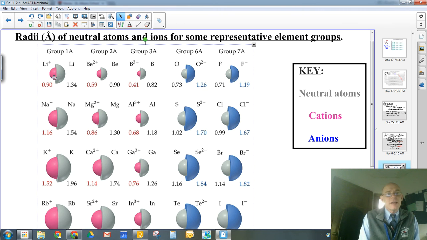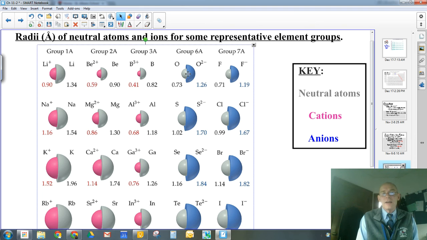And the pink, in this case, is the size of the cation. And no matter which cation you look at, the cation is always smaller than the neutral atom. Because again, you're losing negatives, and the attraction to the positive nucleus is therefore relatively greater because the positives in the nucleus are unchanged. So cations get smaller. Anions, as you can see, the opposite is true.